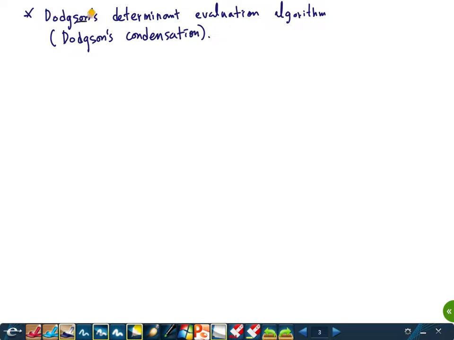Have you heard of this name, Dodgson? Probably you haven't. But he is actually a very famous man. He is better known as Lewis Carroll, his pen name. He was actually a writer, very famous writer. Have you heard of Lewis Carroll?